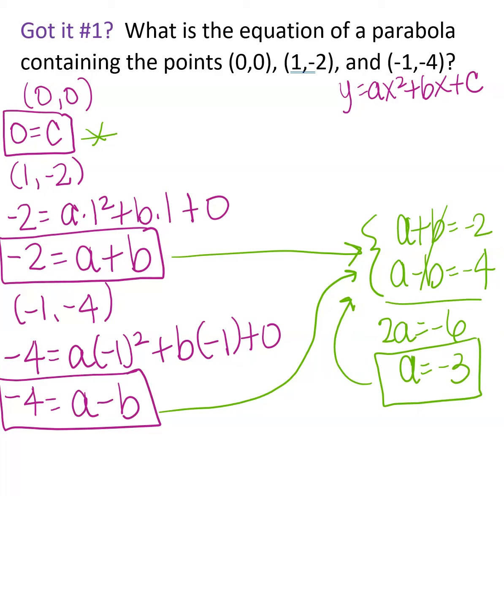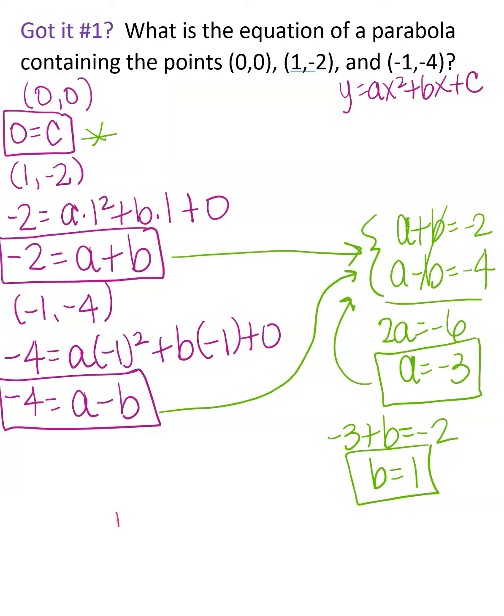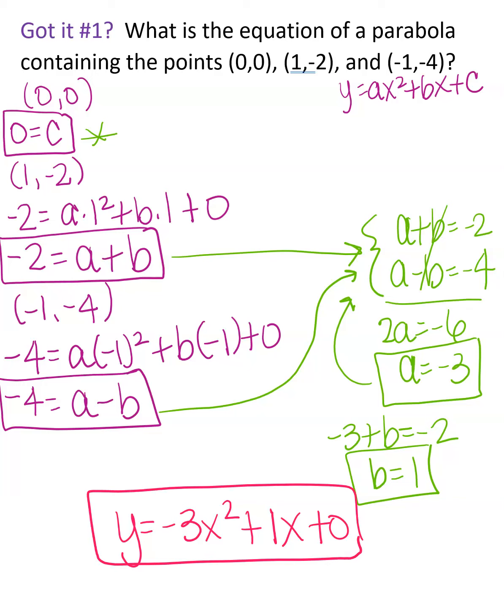Plug it back in to find b. -3 plus b equals -2, b equals 1, and then rewrite it to get the final answer. y equals -3x squared, since I plugged in -3 for a, plus b, where b is 1, so 1x, plus 0. Again, you can leave the 0 off since the 0 doesn't really change the answer.